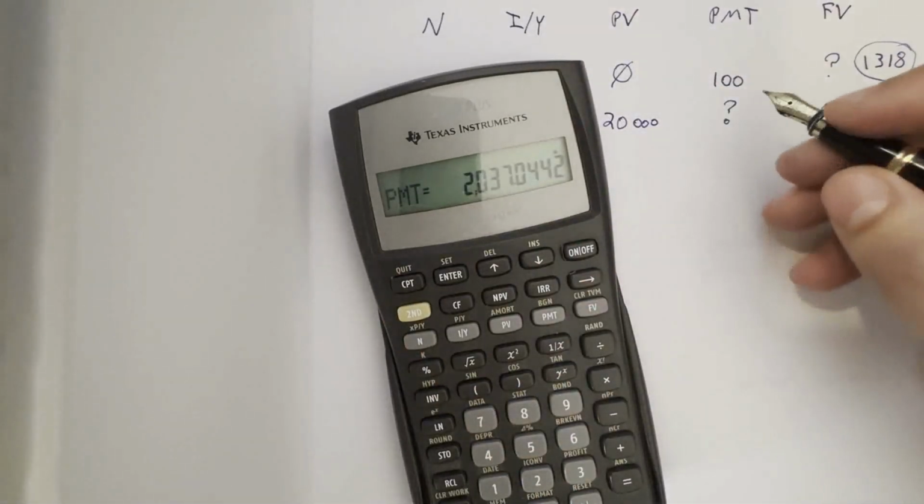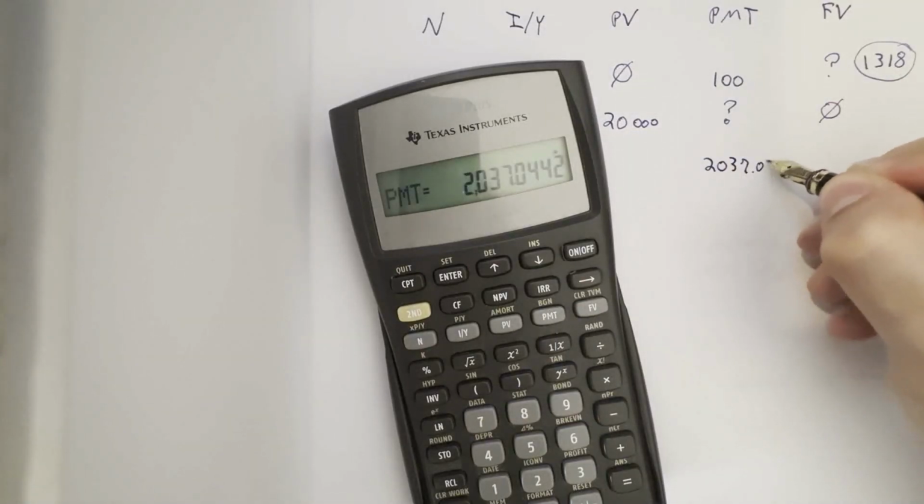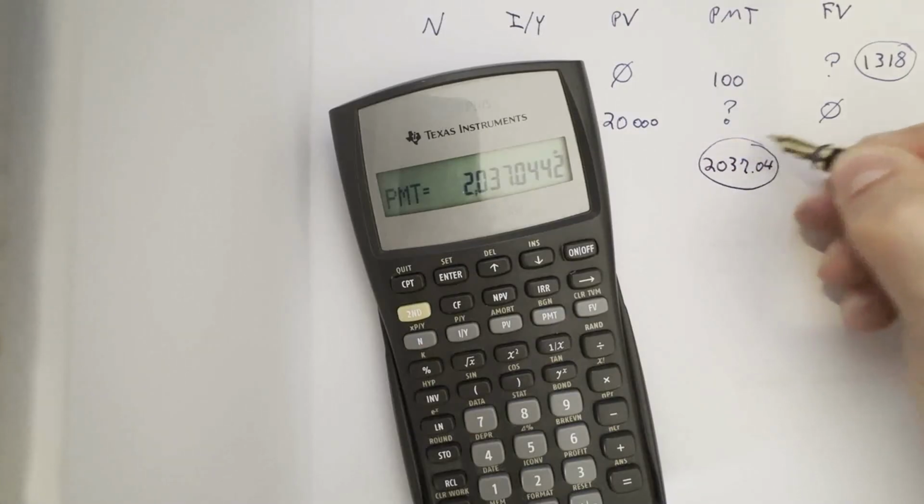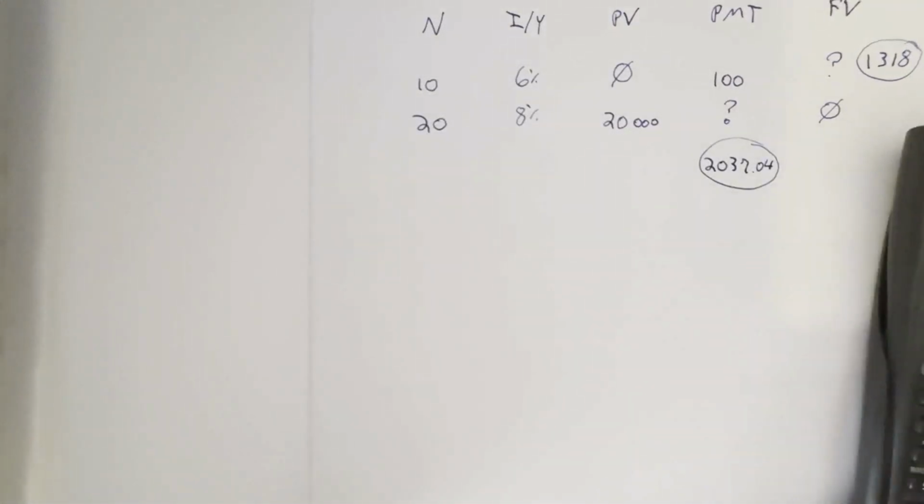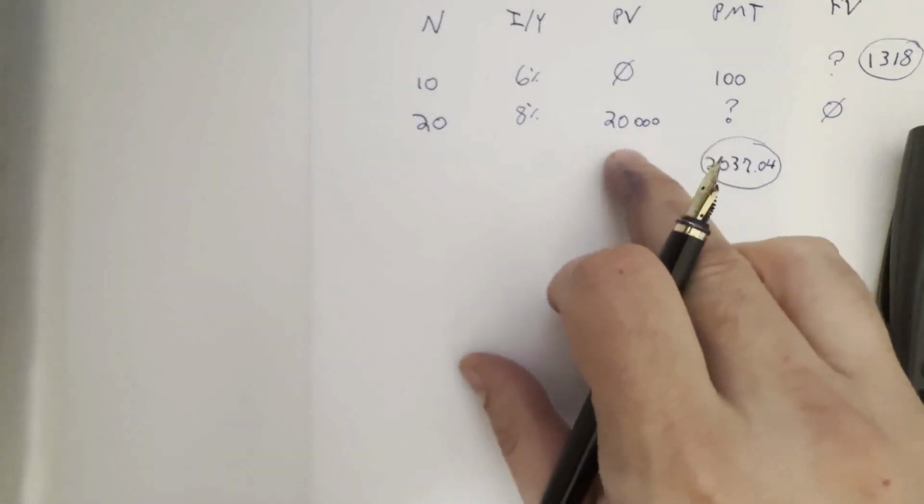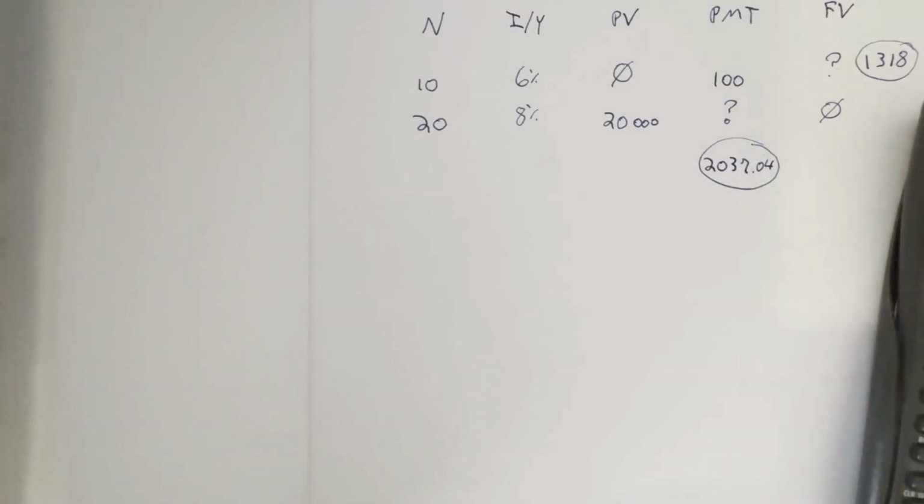So we have to pay back $2,037.04 every single year. We do that for 20 years. We pay off our $20,000. So you can tell that the cost of owning a boat is quite high.